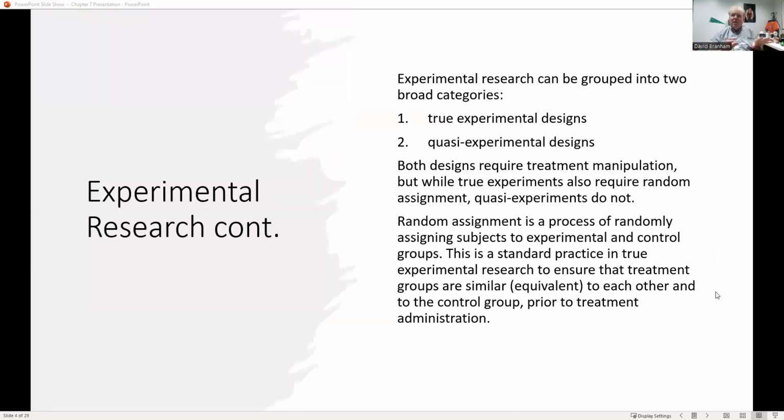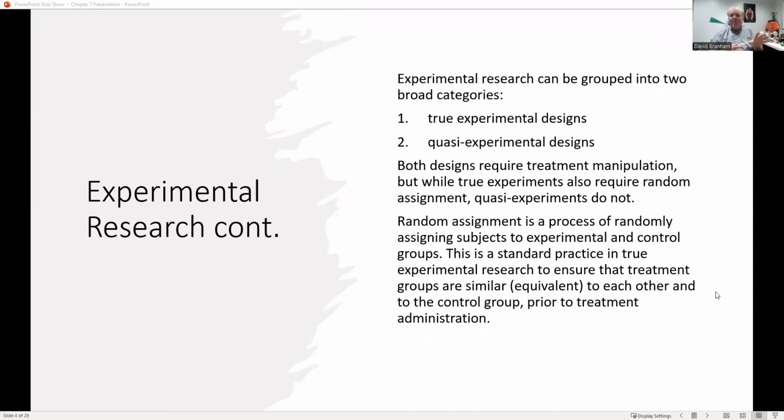Experimental research can be grouped into two broad categories. One is true experimental designs, and two is quasi-experimental designs. Both designs require treatment and manipulation, while true experiments also require random assignment. Quasi-experimental designs do not have random assignment, and this makes quasi-experimental designs far inferior to true experimental designs when it comes to internal validity.